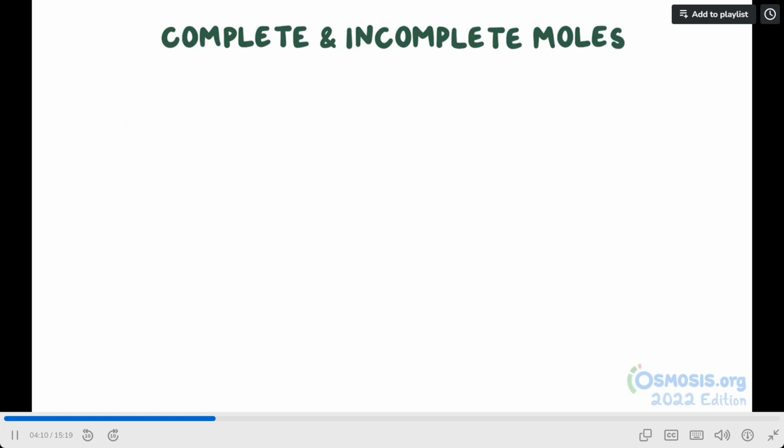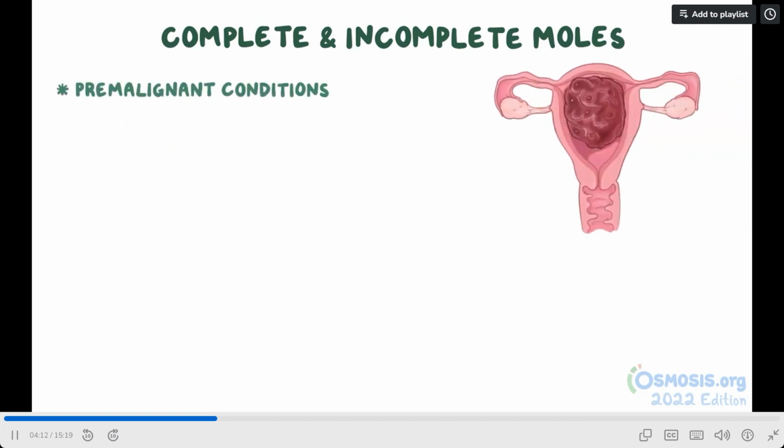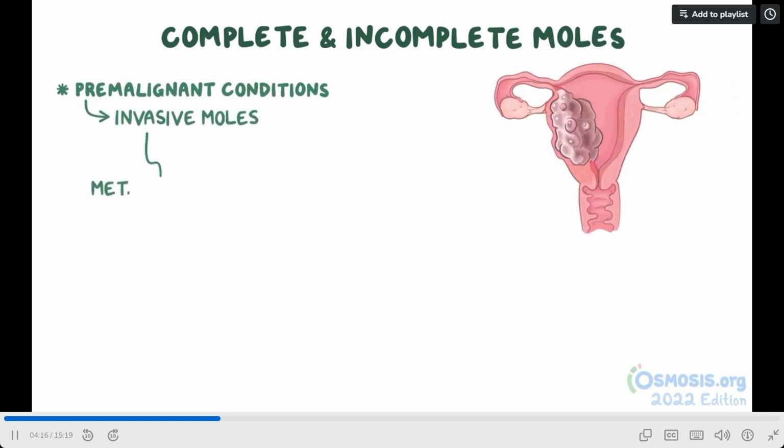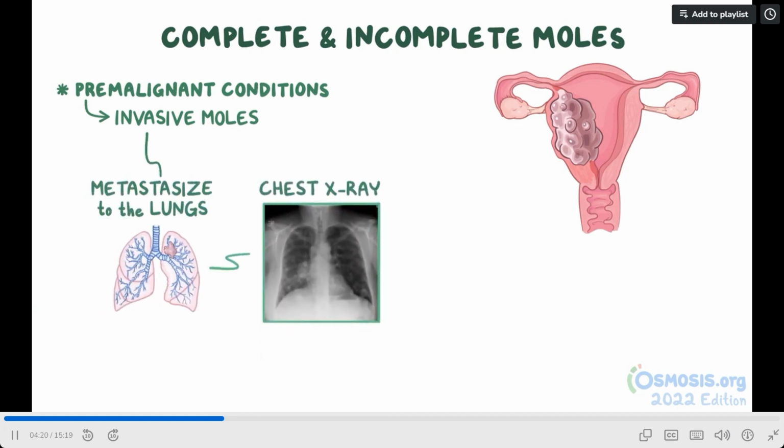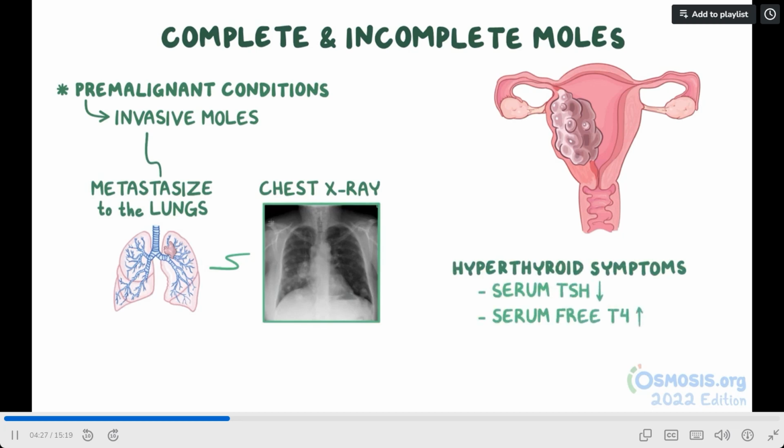Both complete and incomplete moles are premalignant conditions that can develop into invasive moles. Invasive moles tend to metastasize to the lungs, so a chest X-ray should be part of the workup. If hyperthyroid symptoms are present, serum TSH will be low and serum free T4 will be high.